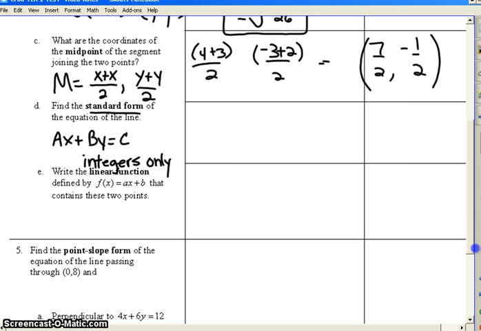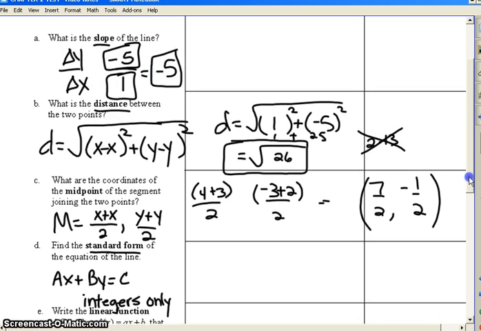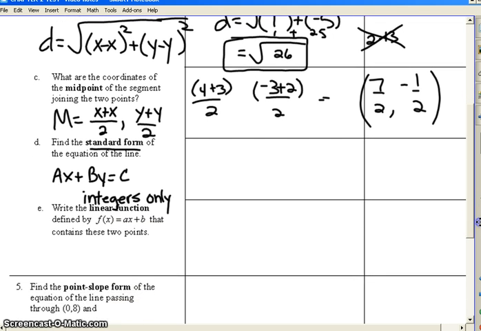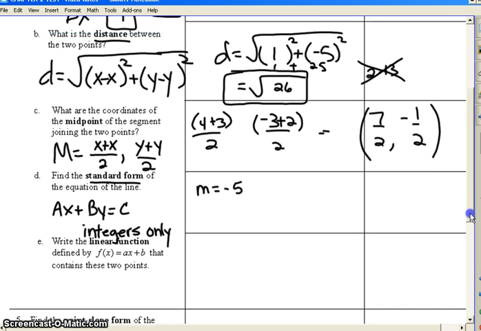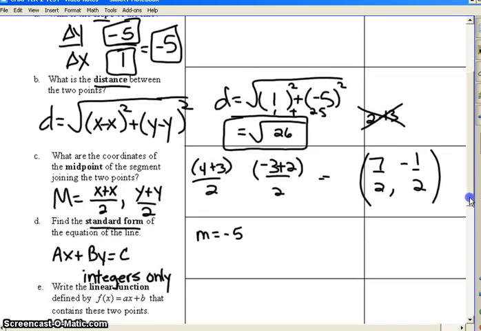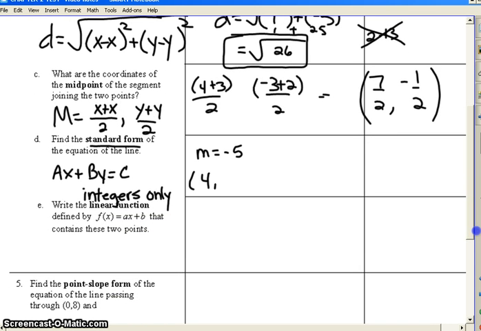So I'm going to use the slope that I found in the very first part of this problem. The slope is -5. And I'm going to choose one point that's on the line. I'm going to use 4, -3. And I'm going to write the equation of the line. I'm going to follow this pattern first. So -3 is equal to -5 times 4 plus b. Okay, -3 is equal to -20 plus b.